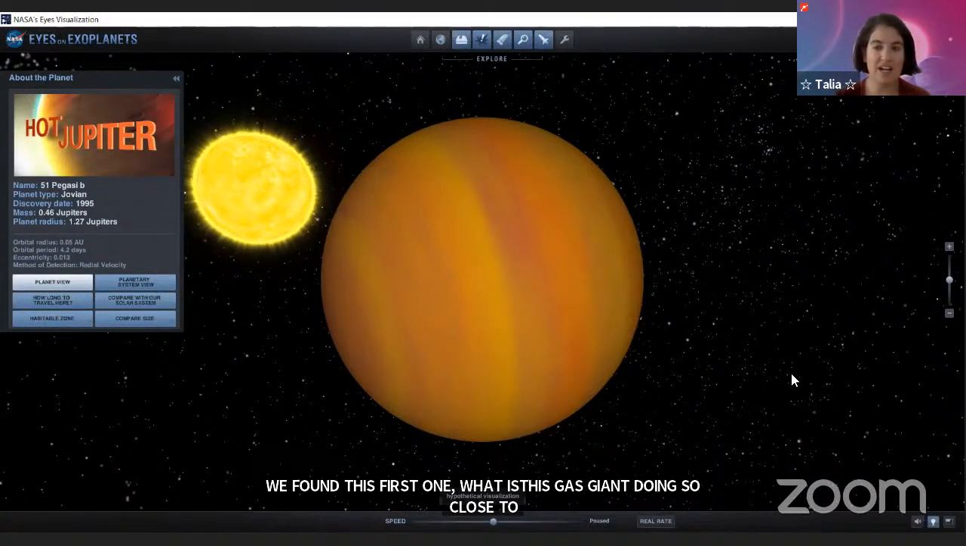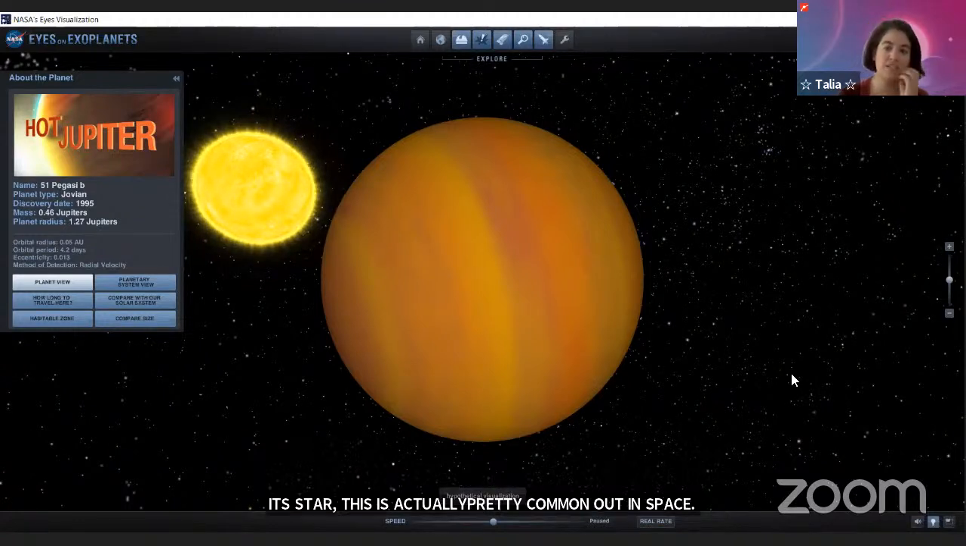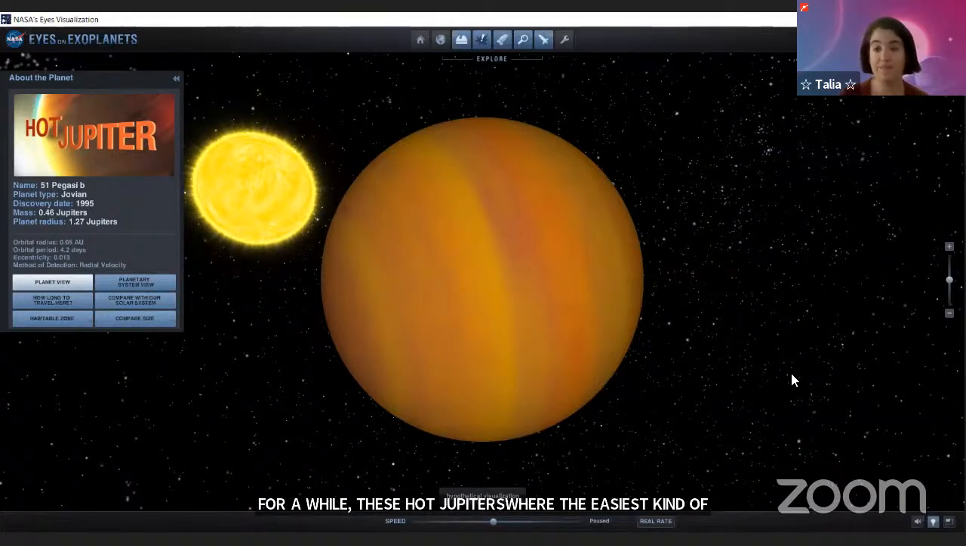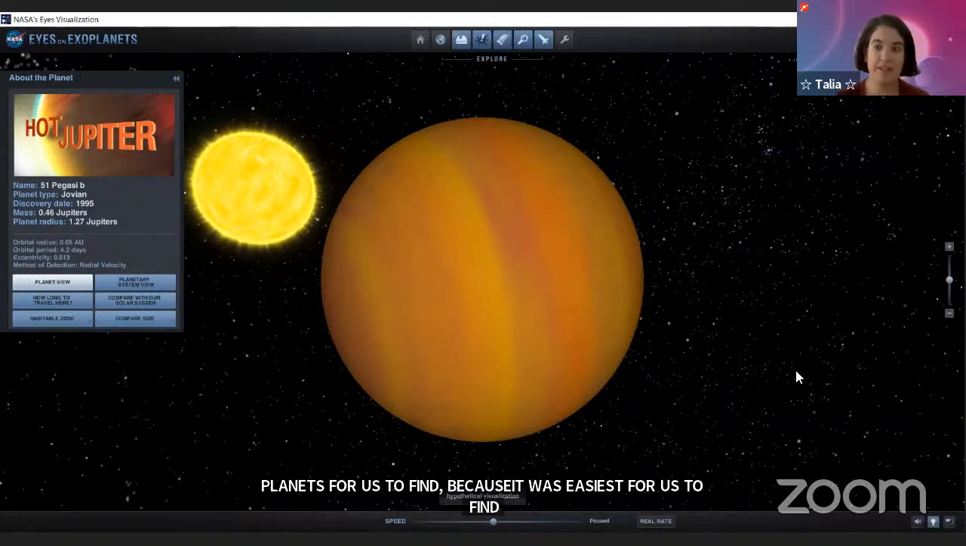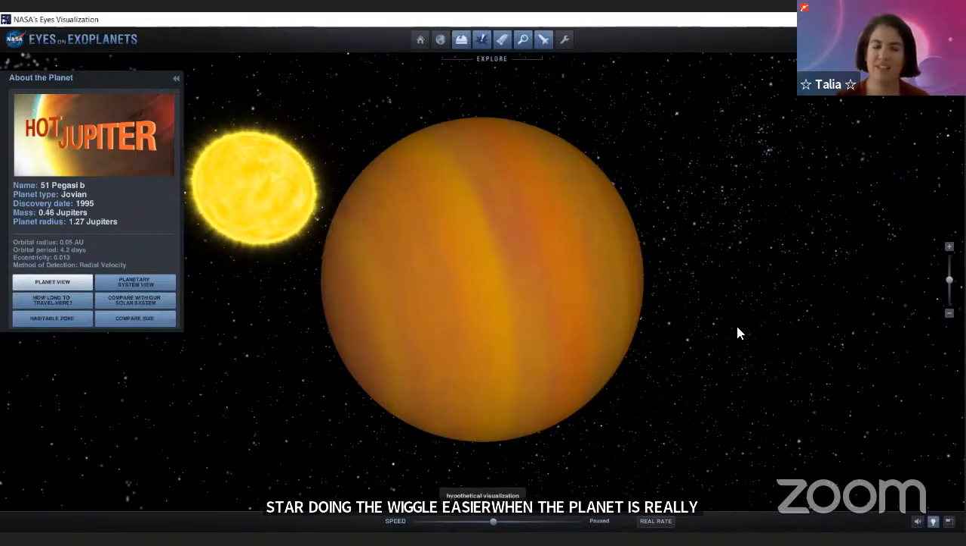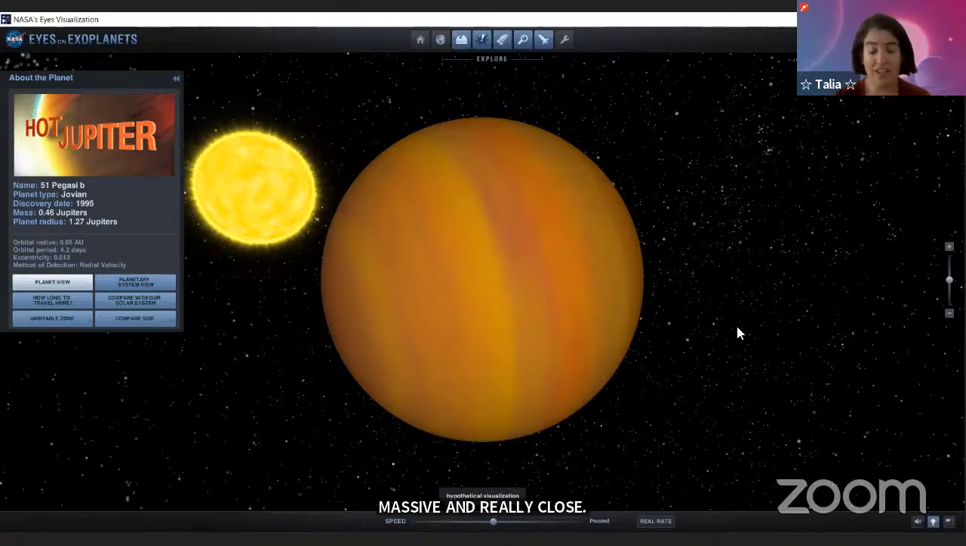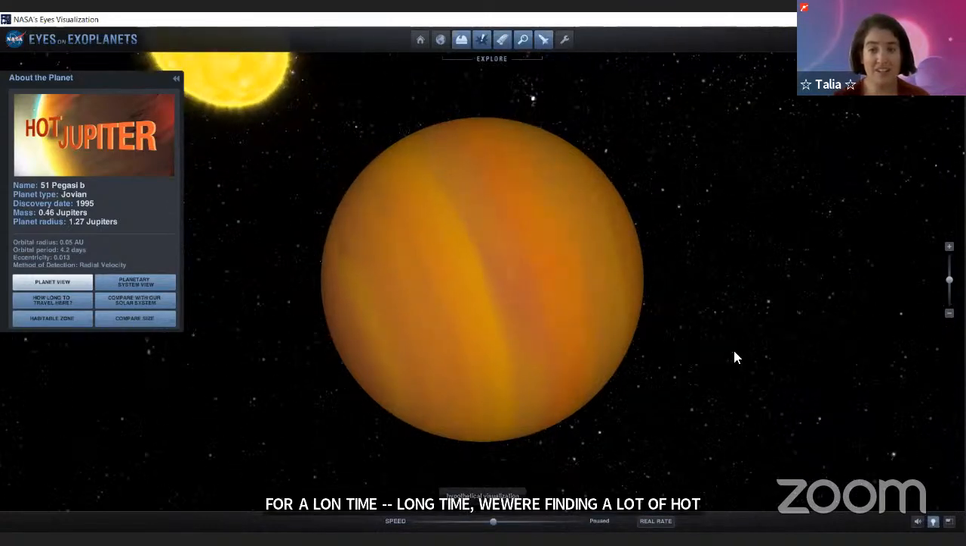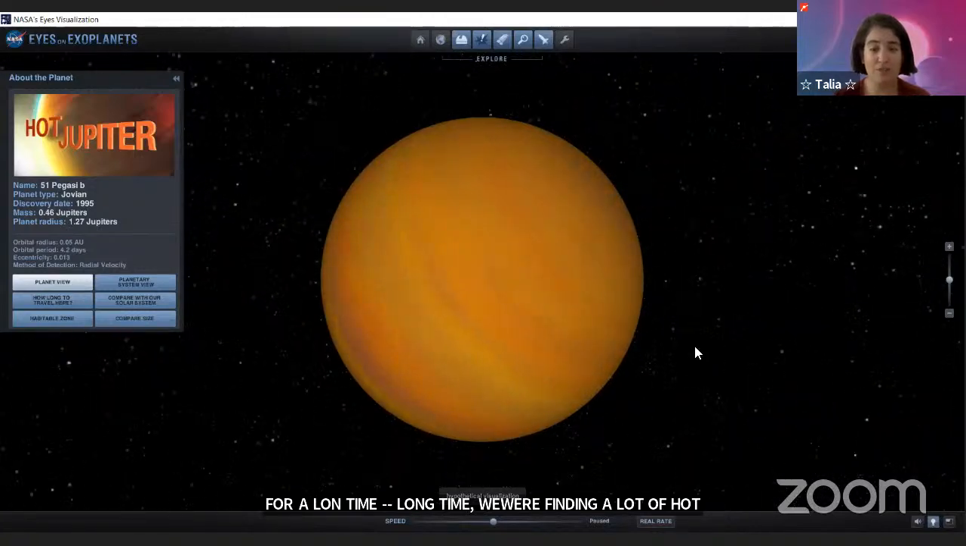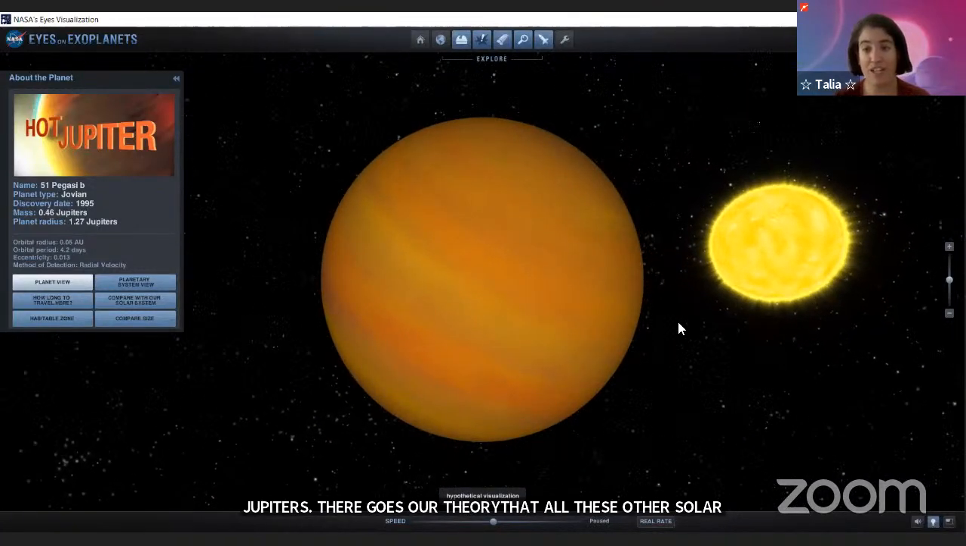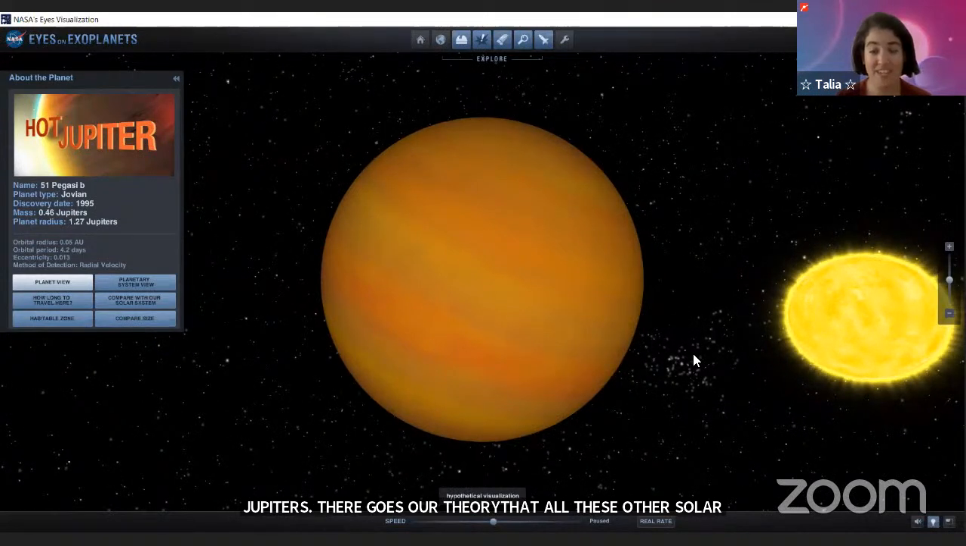And for a while, these hot Jupiters were the easiest kinds of planets for us to find, because it was easiest for us to find big, massive planets close to their stars. You can see the star do the wiggle easier when the planet is really massive and really close. So for a long time, we were finding a lot of hot Jupiters. So there goes our theory that all these other solar systems would look like ours, pretty much shattered right from the beginning by this very first discovery of 51 Pegasi b in 1995.